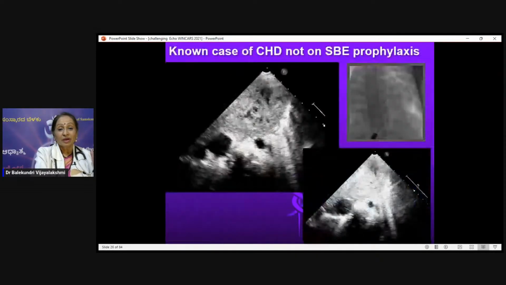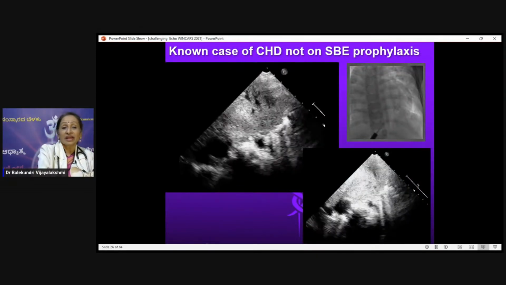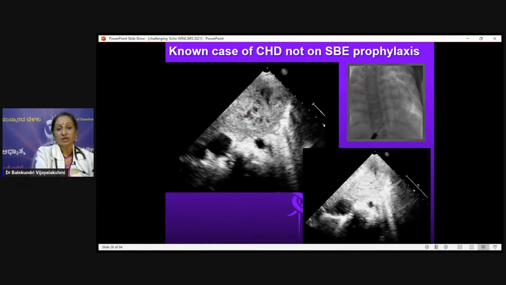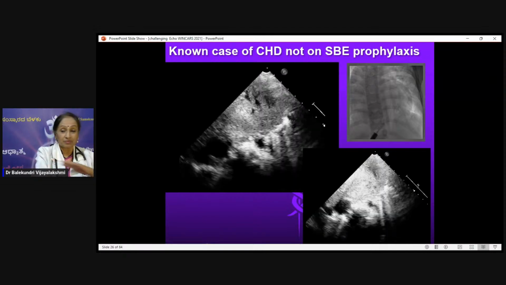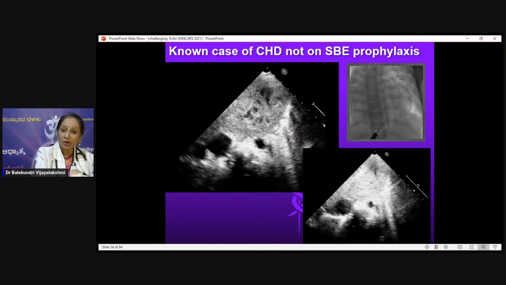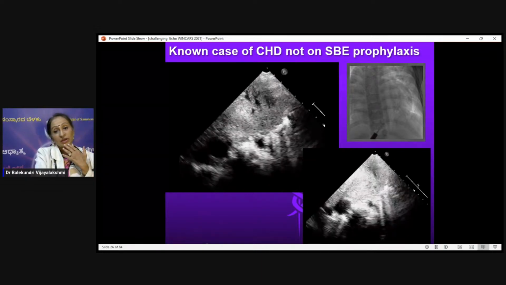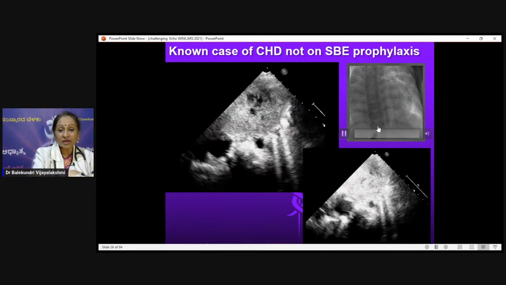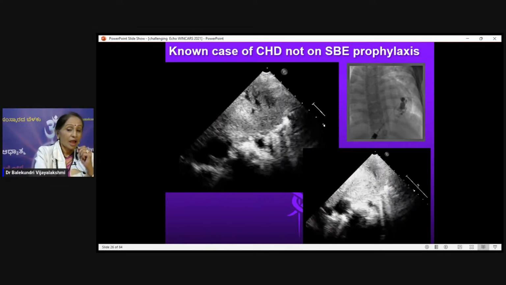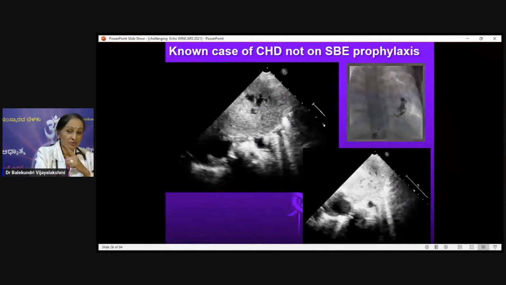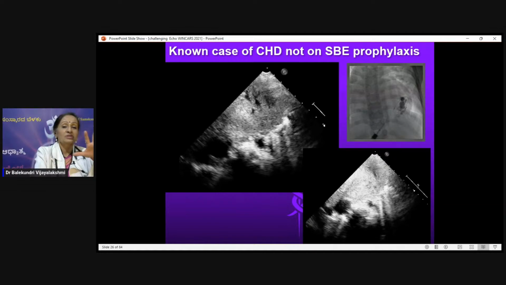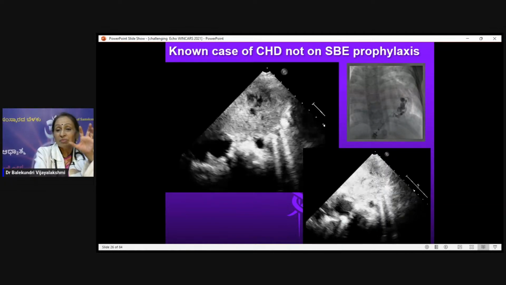So here, this is another case. A 10 years old child had a VSD, but it was not closed, and the parents did not bring the child, and the child was not on SBE prophylaxis. And look at this, you can't even make out what it is. It is so shocking. And then what I did was, we were not able to see the heart, we were not able to see anything. I did the puncture from the xiphisternum and slightly injected the dye in the pericardium. This was like a partially organized pericardial effusion.